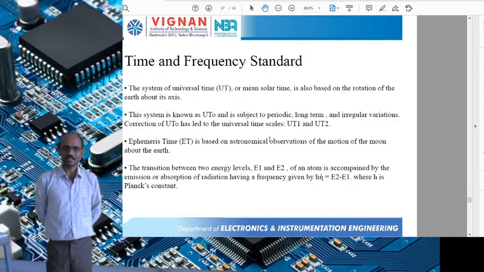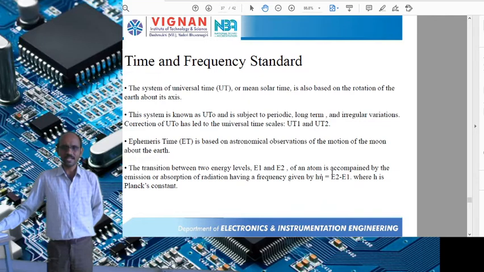In order to overcome all these drawbacks, finally one equation was obtained, that is h mu equals E2 minus E1, where h is called Planck's constant and mu is called the frequency. E2 and E1 are called the energy levels.